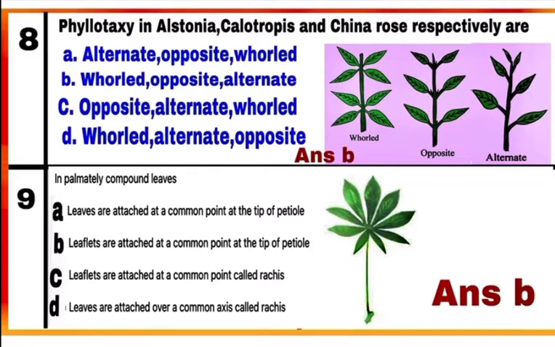Question number 9. In palmately compound leaf, option B, leaflets are attached at a common point at the tip of the petiole. This type of leaf is found in silk cotton. So, here mark B as the correct answer.